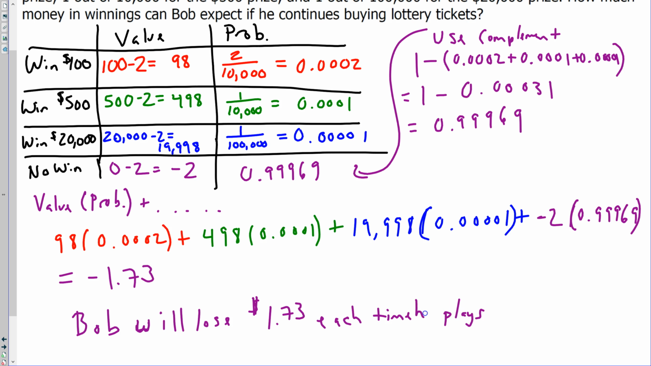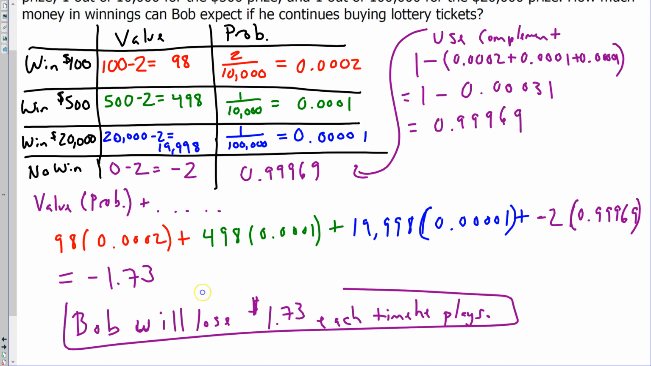Now, if you're wondering where that number came from, the idea is in the long run. So he may win a couple times as he plays, right? But in the long run, because there's such a high probability that he's not going to win anything, he's going to lose those $2 so many times over and over that even if he did win a prize, in the long run he's going to lose almost his whole amount, right? Just a little bit under $2.